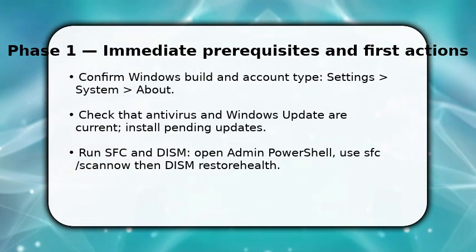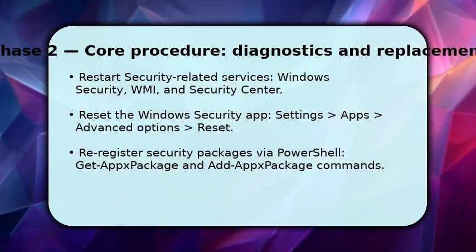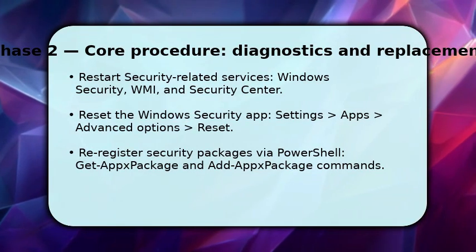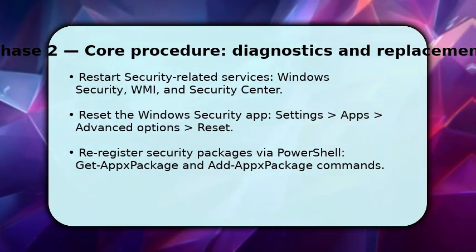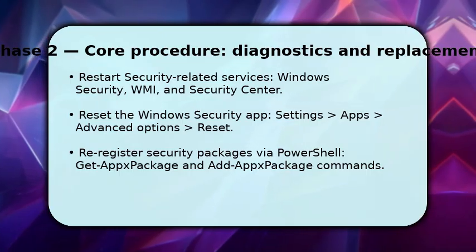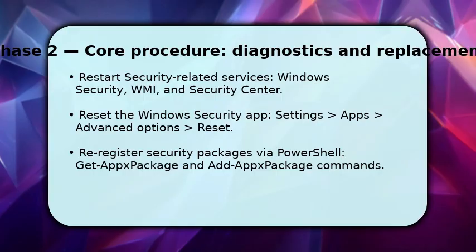Next, you reset runtime components that the app depends on so it can relaunch cleanly. First, restart services like Security Center and Windows Management Instrumentation. Use services.msc or PowerShell to stop and start them. Then reset the Windows Security app from the app's advanced options.